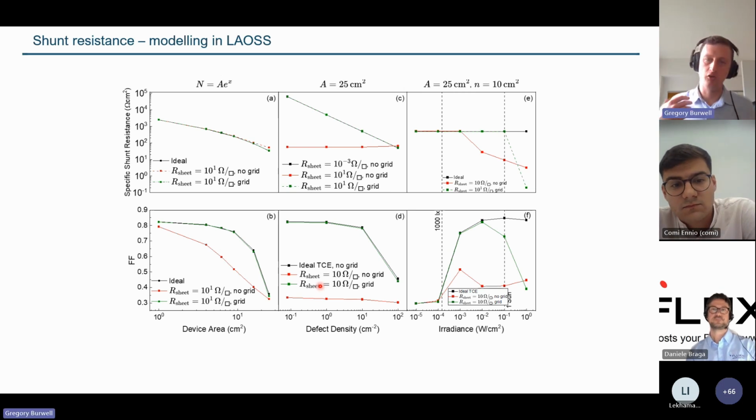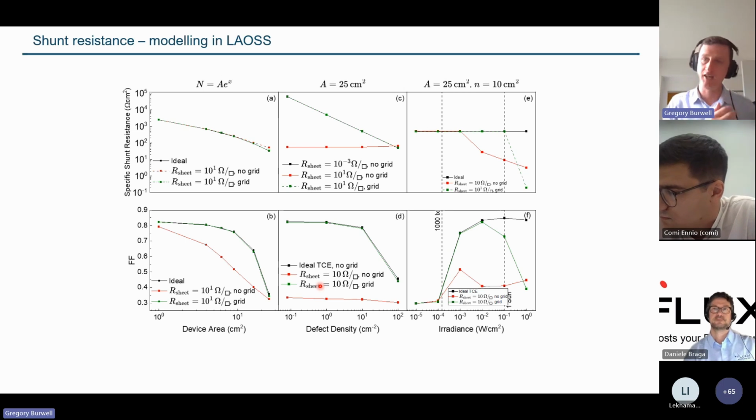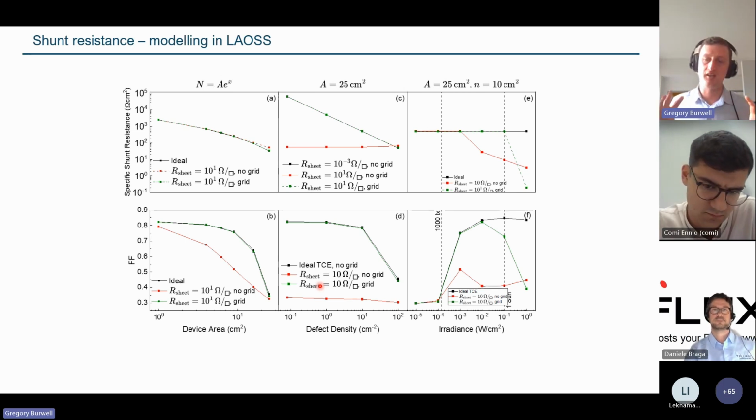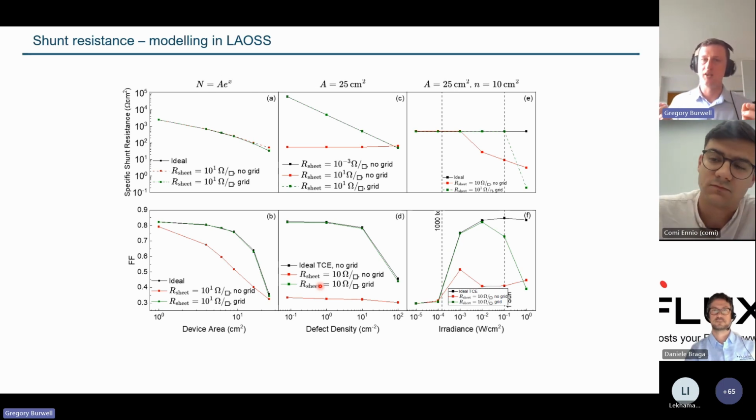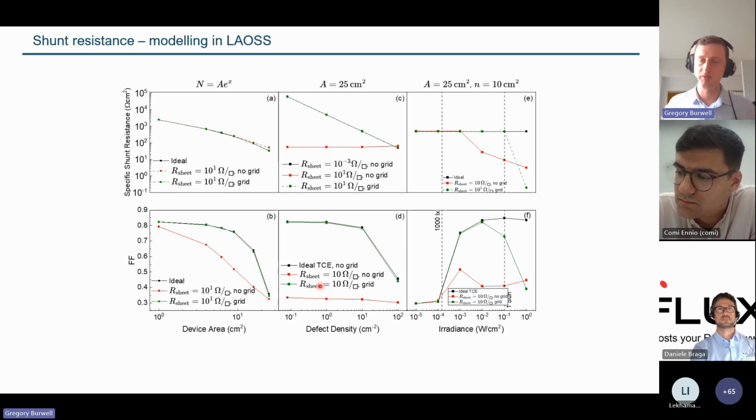We can then simulate things under different irradiances by changing the coupling law within Laos, and then seeing what happens if we combine these random defects with the metallic grids I mentioned earlier. So we're very much interested in trying to capture some of that behavior of a real-world fabricated device, and trying to play with some of the parameters around the TCE to understand how we can best optimize that.